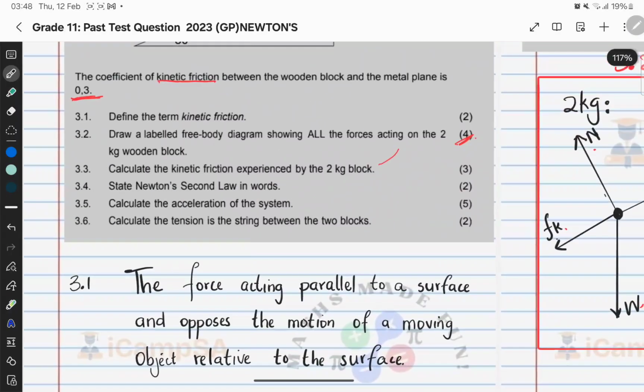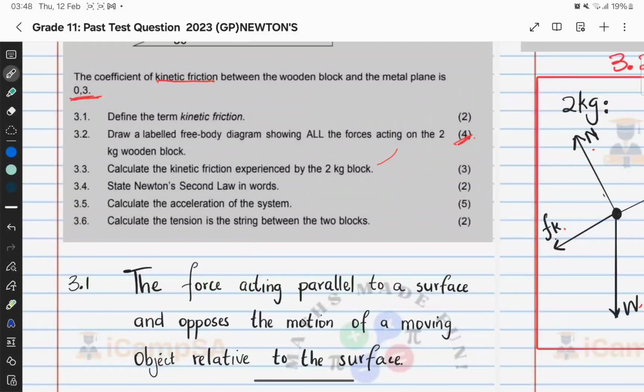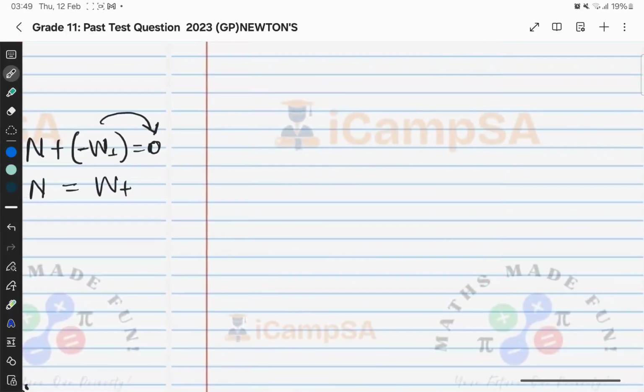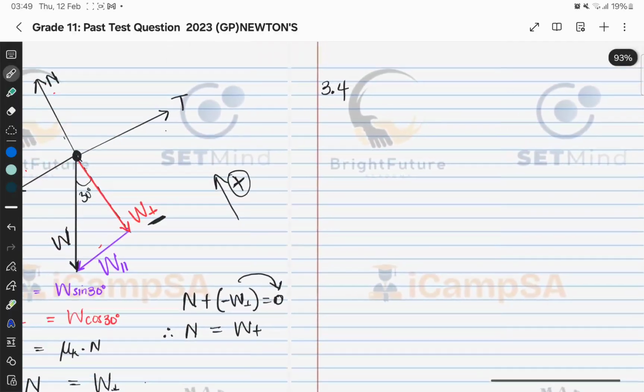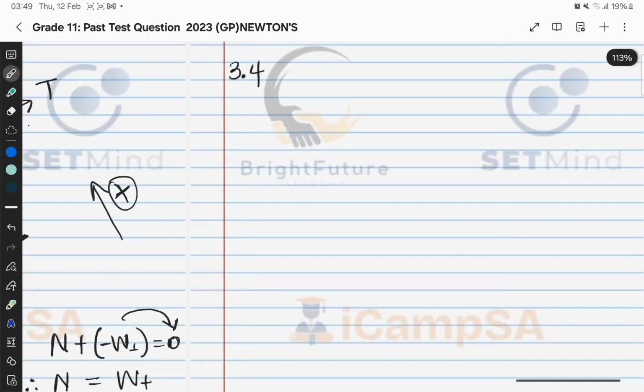Okay, so for 3.4, we are asked to state Newton's second law. By now, you should know this off by heart. So, as always, whenever you have a net force acting on an object, that object will accelerate in the direction of that net force. It will accelerate with an acceleration that is directly proportional to the net force, but inversely proportional to the mass of that particular object. That's basically everything you need to say about Newton's second law.